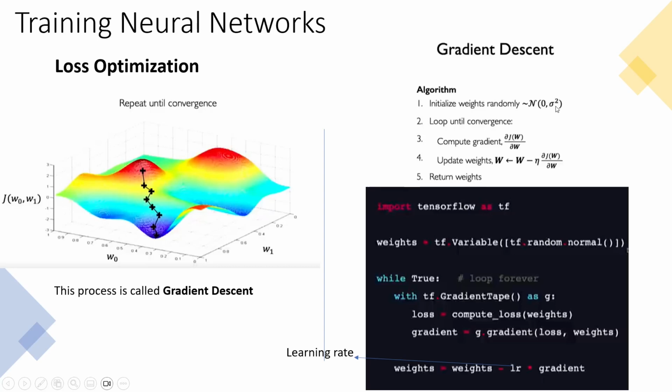Initialize weights randomly. And if you want to write this code in TensorFlow, that's basically this. You initialize the weights randomly, and then you loop until convergence. In the loop, you always compute the gradient. You take the opposite direction of the gradient, and you update the weights with the learning rate. So it's here. You update the weights, that's weight minus learning rate times the gradient. And that's the new weight. And you repeat this procedure until convergence.